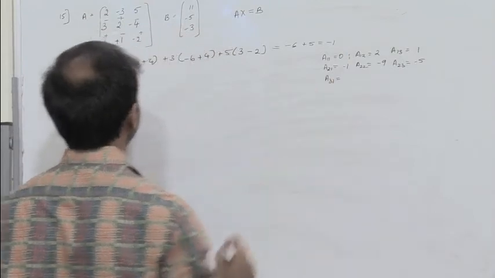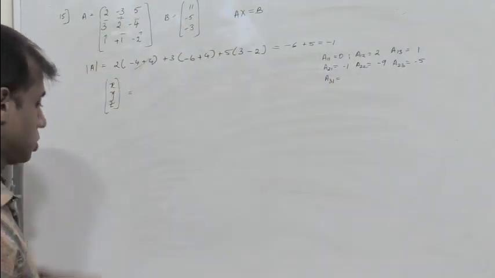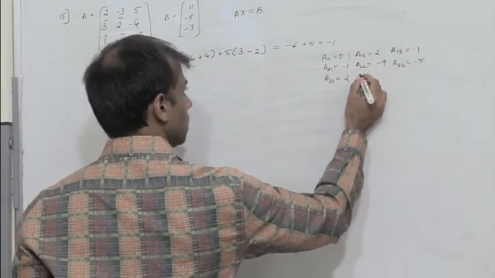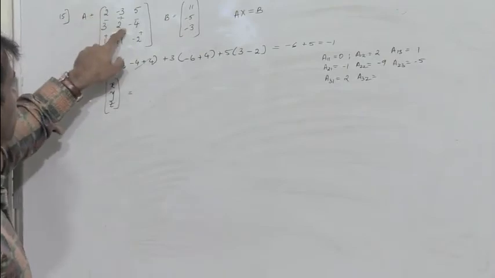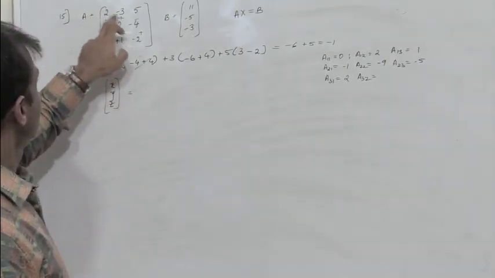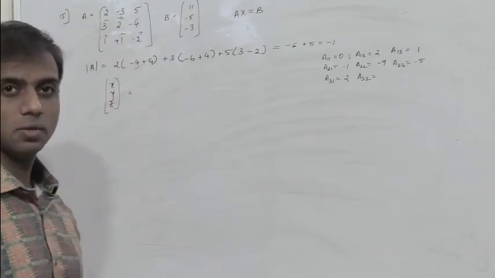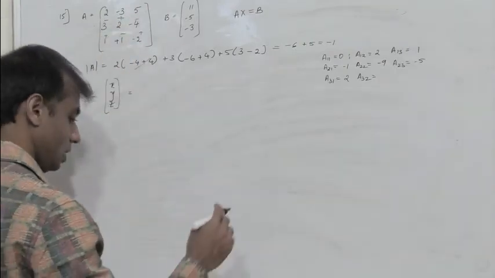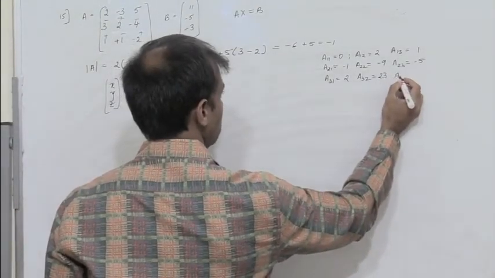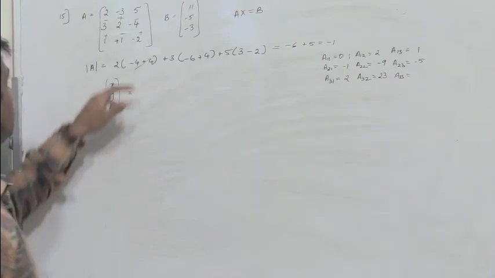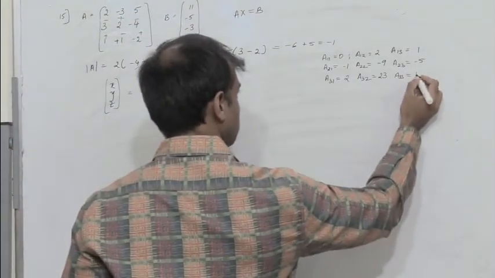Next, A31 equals 12 minus 10, which is 2. Next, A32 is 2 into minus 4, which is minus 8, minus 15. So minus 8 minus 15 is minus 23, with a negative sign, which is 23. And then A33 is 4 plus 9, which is 13.